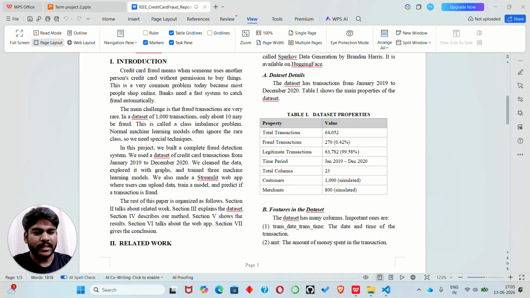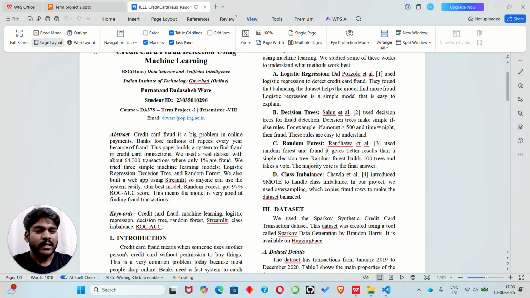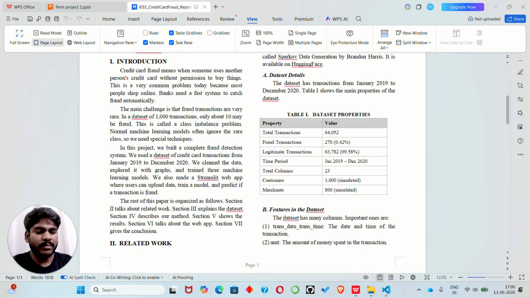The main challenge is that fraud is very rare. In a data set of 1000 transactions, only 4 to 10 transactions may actually be fraud. This is called a class imbalance problem. Because of this imbalance, a simple model may achieve very high accuracy simply by predicting everything as legitimate. So we need special techniques to handle this problem. This is exactly what my project focuses on.